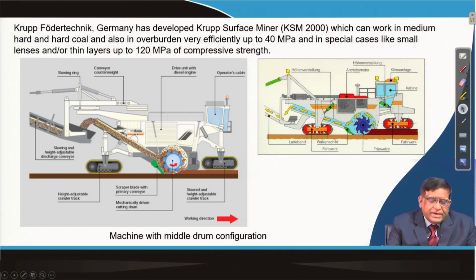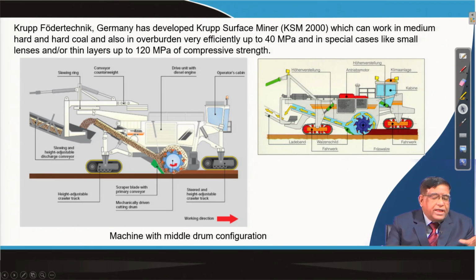the drum rotates over here, it cuts, and the cut material, with the spiral positions in the drum, gets directed to this feeder where a conveyor is there. This will be loading the material to another discharge boom. This boom can be slewed, it can be rotated, or it can be luffed, that means it can be raised and lowered for loading the material onto the truck.